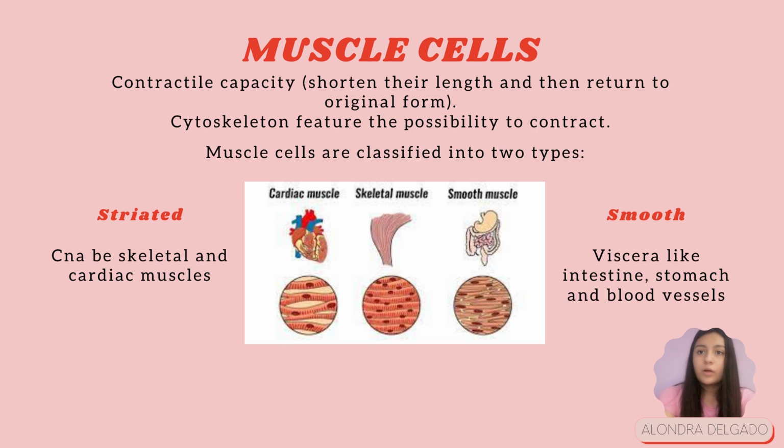Now I'm going to talk about the muscle cells. The muscle cells contain protein filaments called myofibers of actin and myosin that slide past one another. The muscle cells contract, having the capacity to shorten in length and then return to the original form. The cytoskeleton features the possibility to contract. The muscle cells are classified into two types. The first one is striated, which can be skeletal and cardiac muscles, and the second one is smooth, which are visceral, like intestine, stomach, and blood vessels.